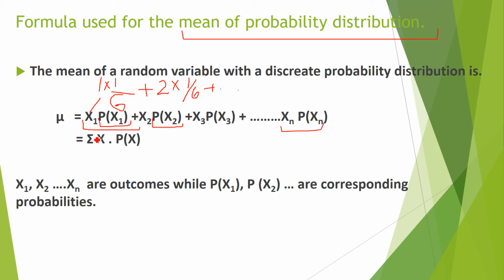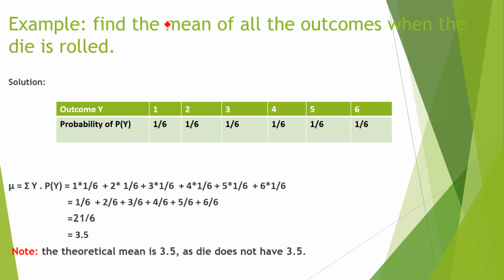Then what you have to do is add all of these, which is equal to summation. This sigma represents summation. You have to add, because there is the addition sign, the positive sign. So you have to add all these. See here, I have mentioned x1, x2, xn are outcomes. These are called the outcomes of the die. One will come, maybe 2 will come, maybe 3 will come, while p(x1), p(x2) and so on are the corresponding probabilities, right?